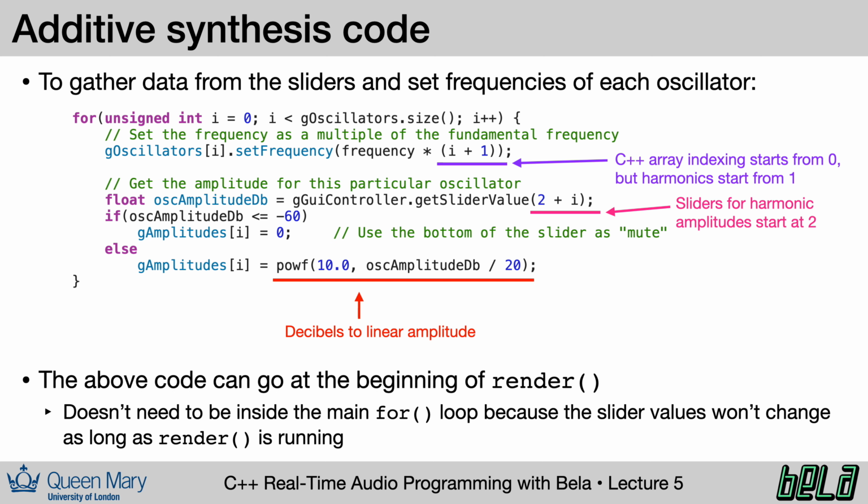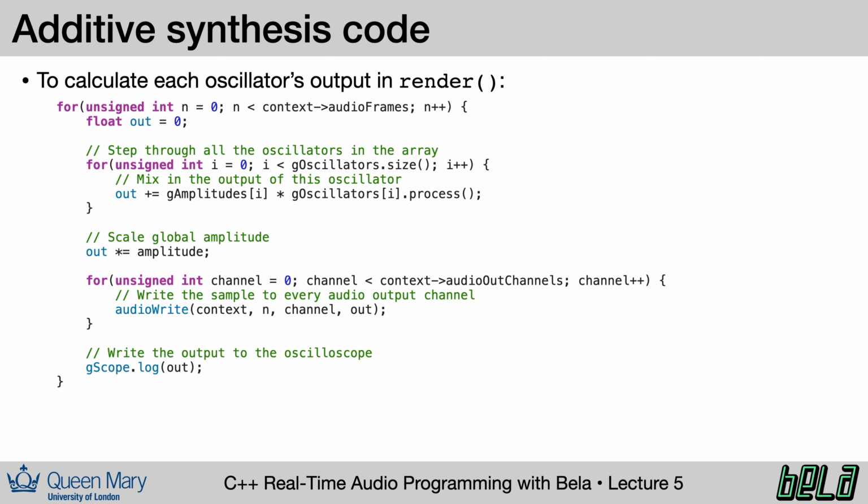Now this code, again, goes at the beginning of the render function. It does not need to be inside of the main for loop. The reason for that is that we don't expect the slider values to change within the call to render, and we talked about that in the previous lecture.